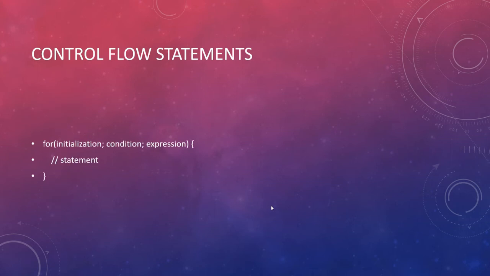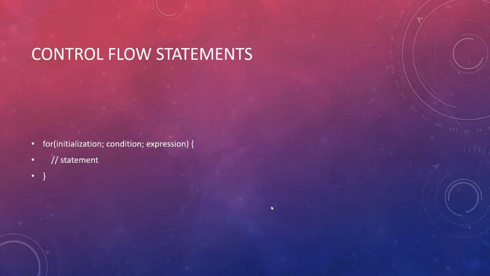So next is the for statement. The for loop, or the for statement, creates a loop. It consists of three optional expressions separated by semicolons. As you can see in this slide, there is initialization, condition, and expression.